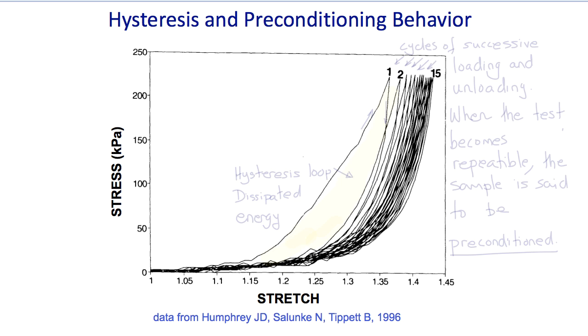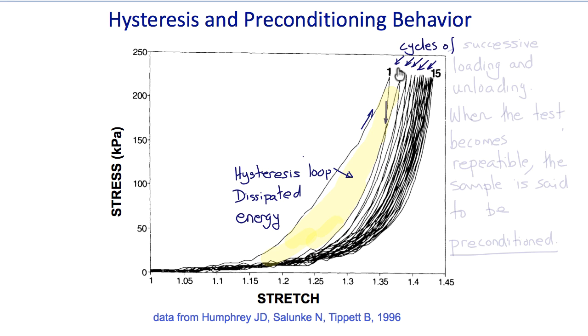Here we see an example of successive cycles of loading and unloading in a biological tissue, a blood vessel, and we see several characteristics of many soft tissues. We observe that the stress-strain curve is non-linear and that the loading curve, the up curve, is different from the down curve. They create a loop called a hysteresis loop, and the area of the loop represents the dissipated energy. And this is a common characteristic of soft tissues.